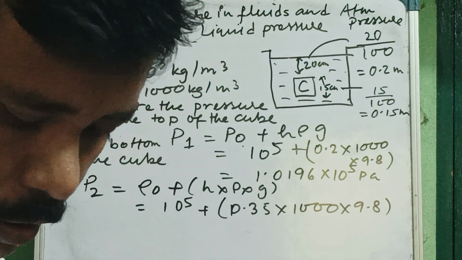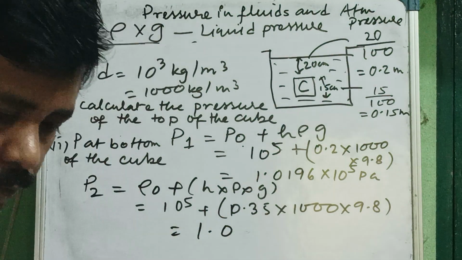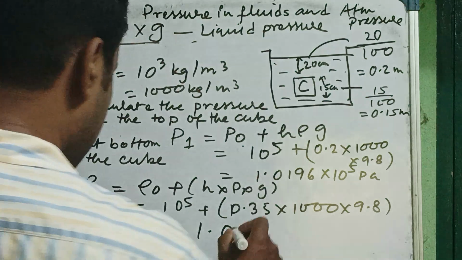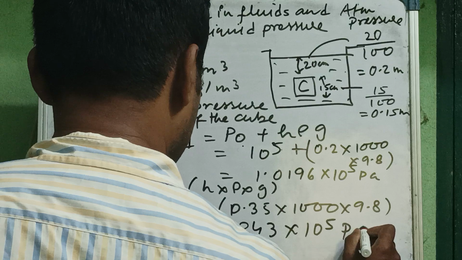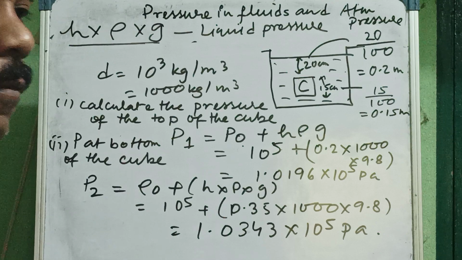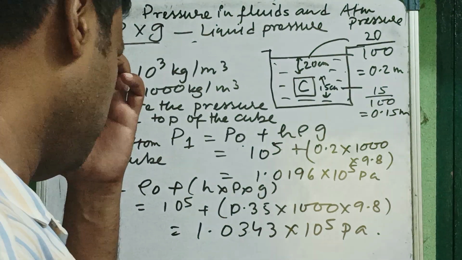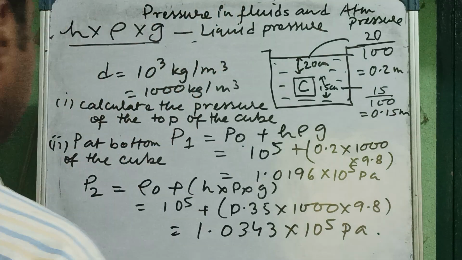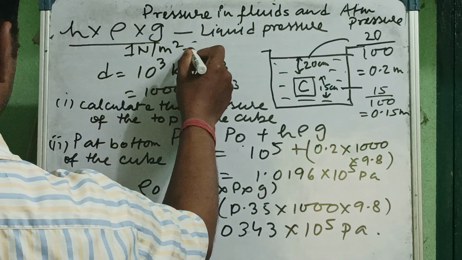By this calculation we get the answer 1.0343 by calculator, 10 to the power 5 Pascal. So Pascal is the unit of the pressure. 1 Newton per meter square equals 1 pascal. Let's take 1 Newton per meter square equals 1 pascal.